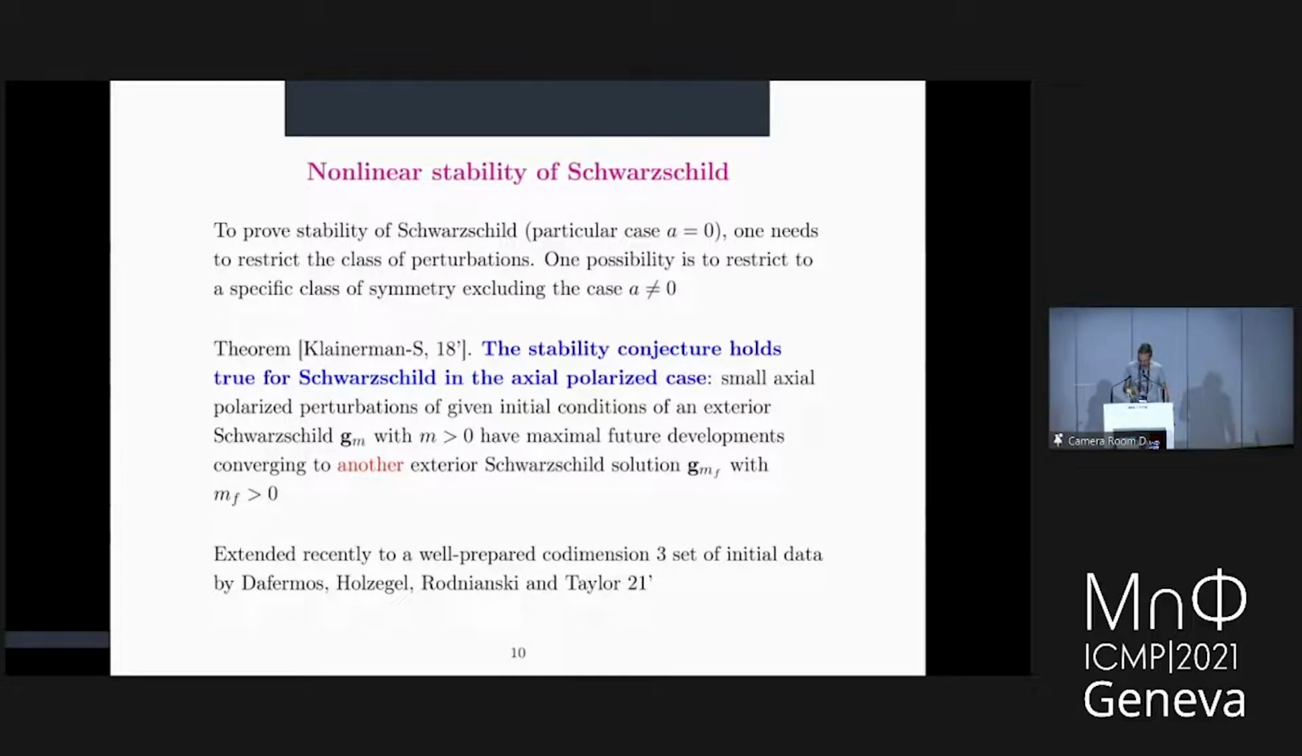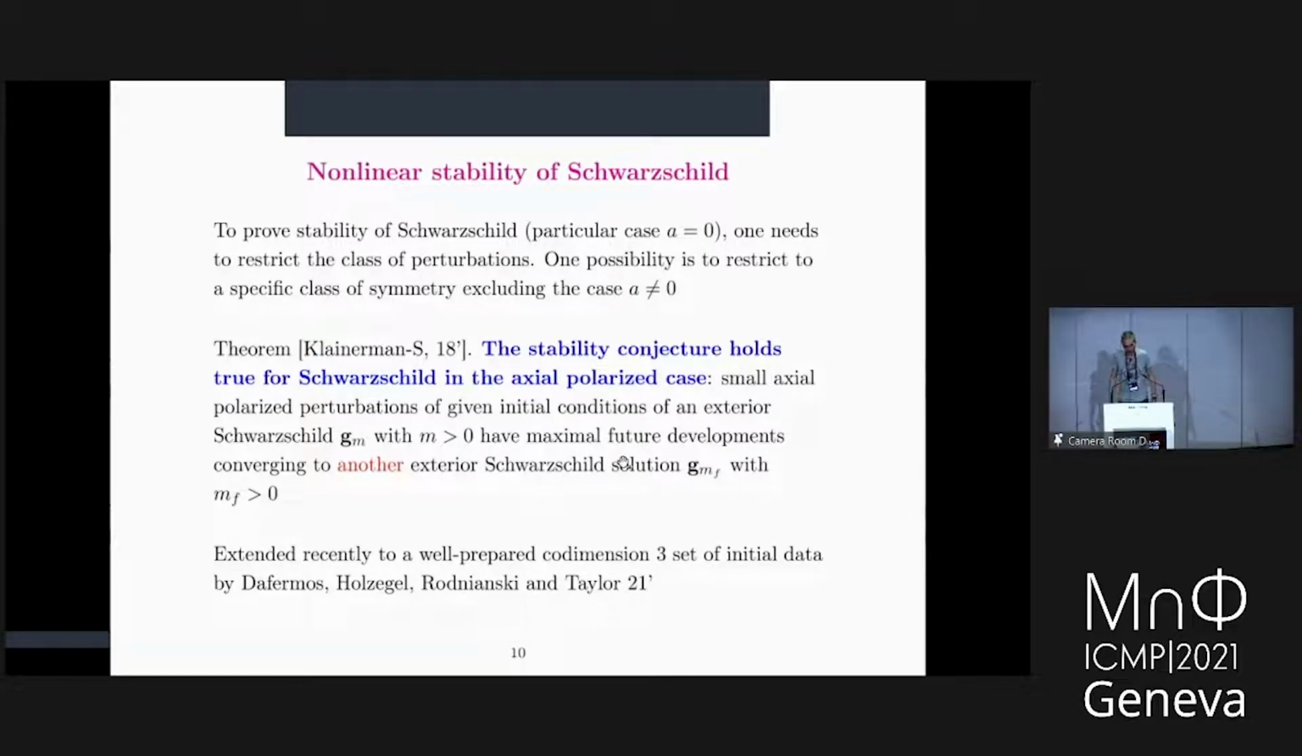And one simple possibility is to choose a specific class of symmetry which is preserved by the flow and does exclude non-zero angular momentum. So let me not explain exactly what this symmetry is. Let me just say that there is such a symmetry, which is called axial polarized. And this allowed us, in a joint work with Cédric Kleinemann, to prove the stability of Schwarzschild within that class. In other words, this is the analog of the conjecture. In the case of Schwarzschild, you start close to a Schwarzschild metric in this symmetry class, and you end up converging to another Schwarzschild metric.